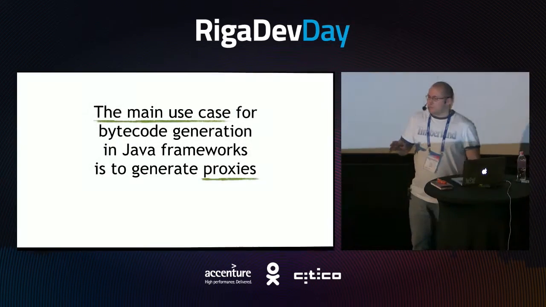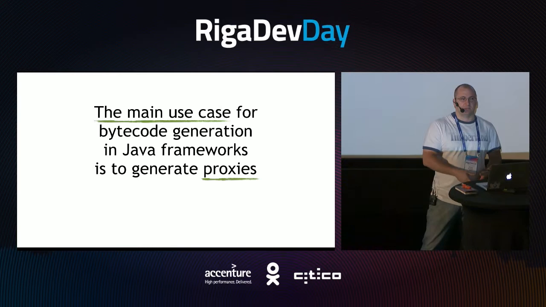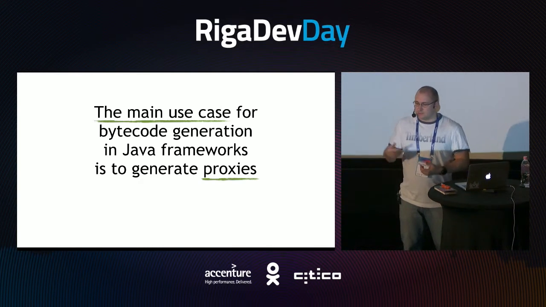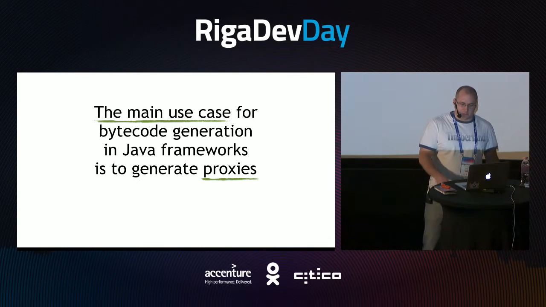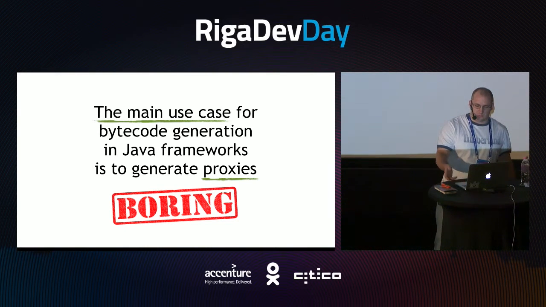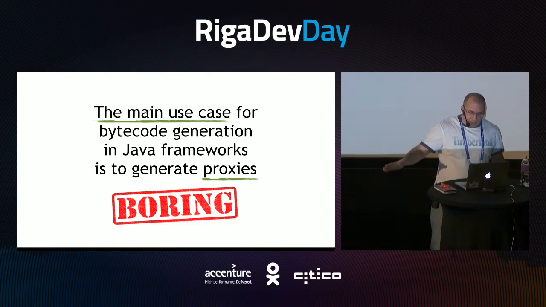Most of the frameworks are actually using Javassist to generate proxies. Pretty much any framework, if you pick up the source code and analyze it, you'll see it only generates proxies. It doesn't do anything else. And that's boring, that's not interesting. You will not learn any fun stuff from this. So we are not talking about proxies today.